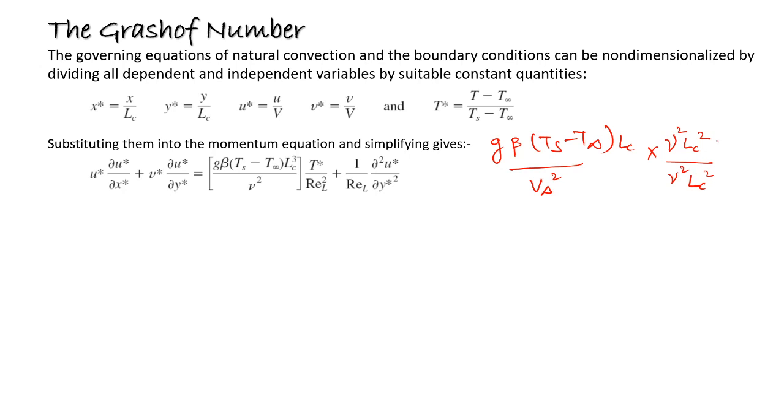Right, so multiplying and dividing by the same number and rearranging this, we have g beta (Ts minus T infinity) Lc cube upon nu square, and we have taken together this nu over V infinity Lc whole square, right? So after doing this, we can have a new number here.